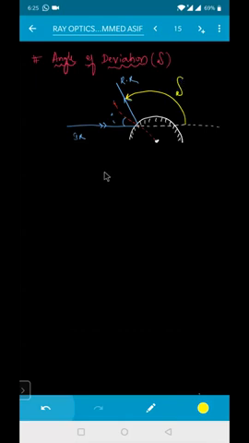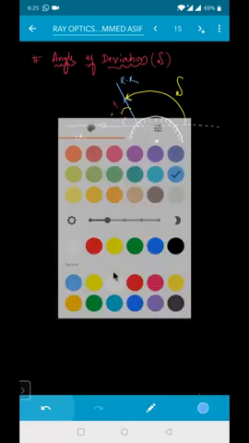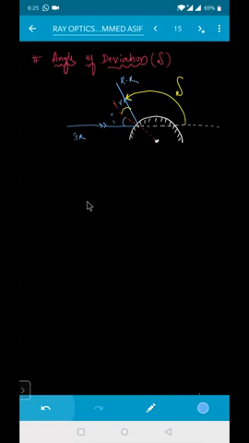The angle made by this incident ray of light with the reflected ray is known as deviation. This is known as delta. So delta is known as what? Angle of deviation. This is your I, and this one will be equal to your R. Okay, now see here, I plus R plus delta.